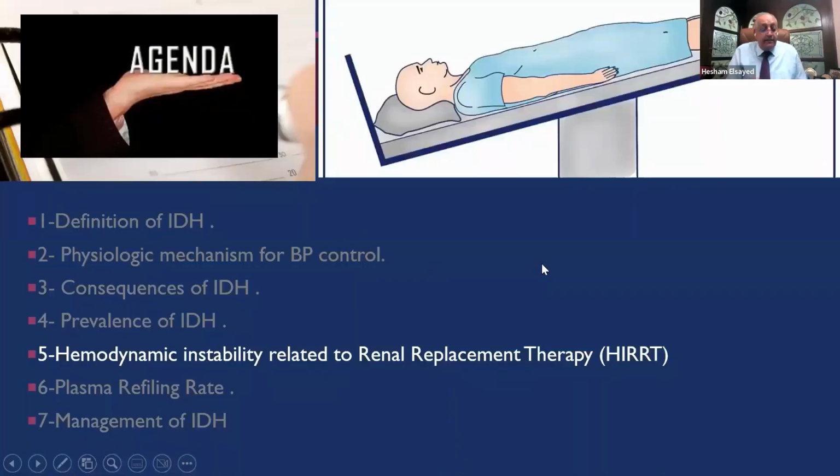What is the hemodynamic instability related to renal replacement therapy? The term could be applied for hemodynamic instability for hemodialysis insufficiency or hypotension. However, if you combine that, you can find that hemodynamic instability could be related not only to a decrease in systolic blood pressure, but probably other things, like sudden cardiac death. The patient's systolic blood pressure is okay, but there is sudden cardiac death. This is hemodynamic instability, or arrhythmia, like atrial fibrillation.